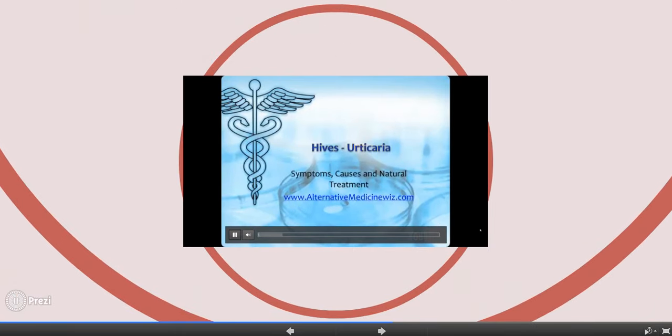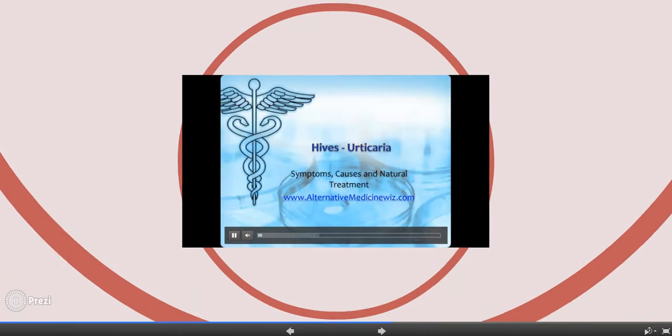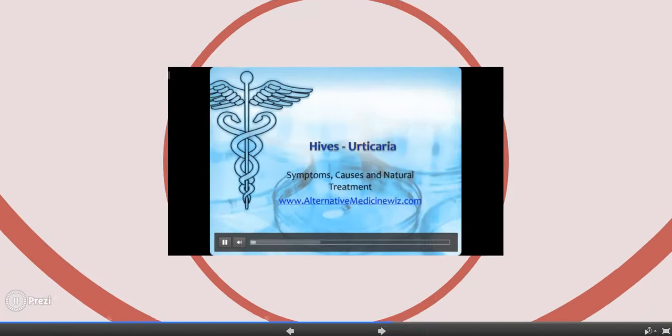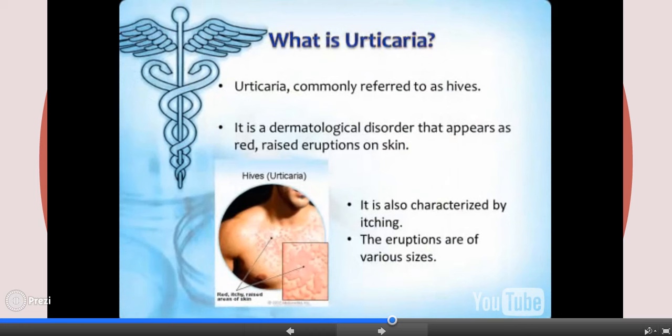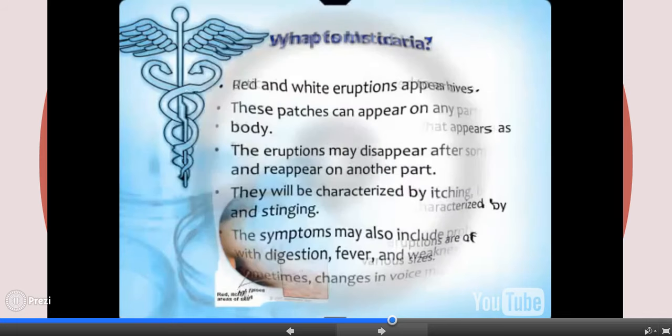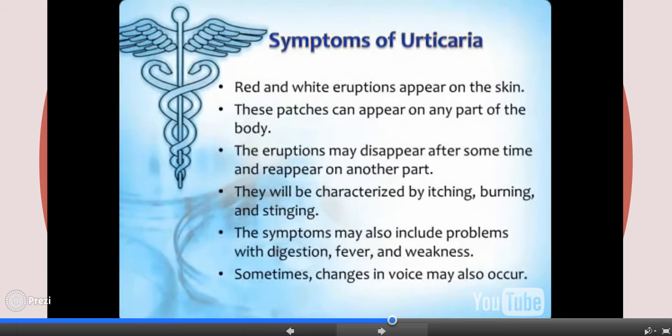Which is technically called urticaria. Let us see about causes, symptoms, and the treatments available for urticaria. Urticaria, commonly referred to as hives, is a dermatological disorder that appears as red, raised eruptions on skin. It is also characterized by itching. The eruptions are of various sizes. Some of the symptoms of urticaria are the appearance of red and white eruptions in the skin.